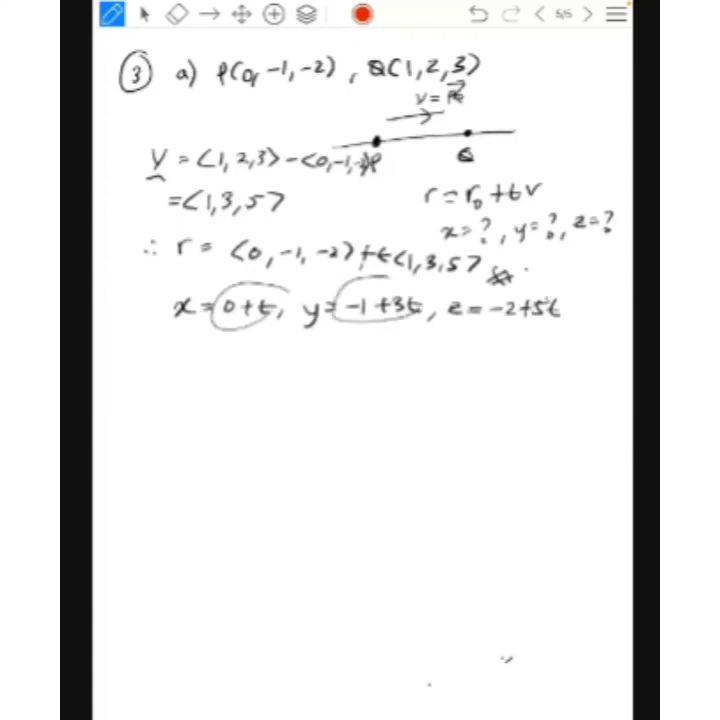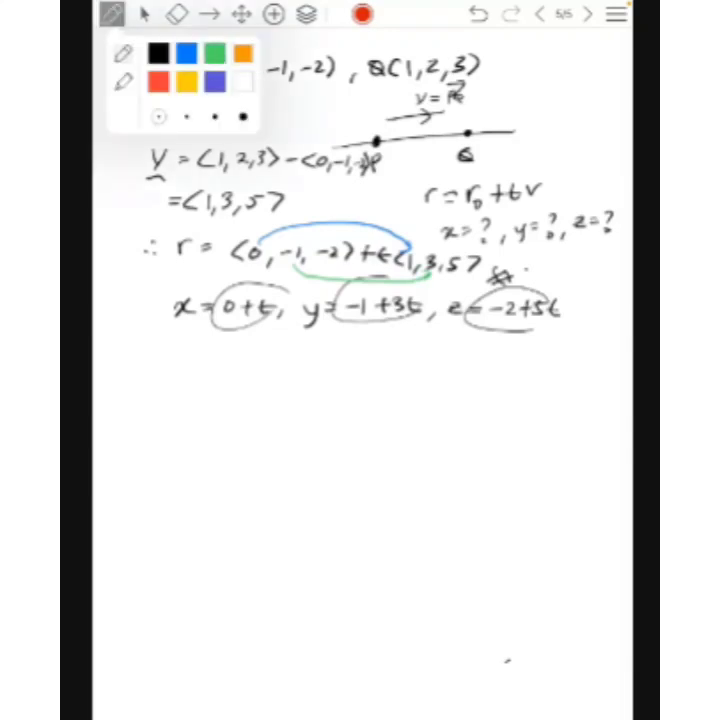Just combine the terms: this one with this one, and then the center one with the center one, which is for Y, and lastly this is for Z, Z with Z. And then the rest will be similar. Just find your V first, and then use R equals R naught plus tV, and then take out the X, Y, and Z.